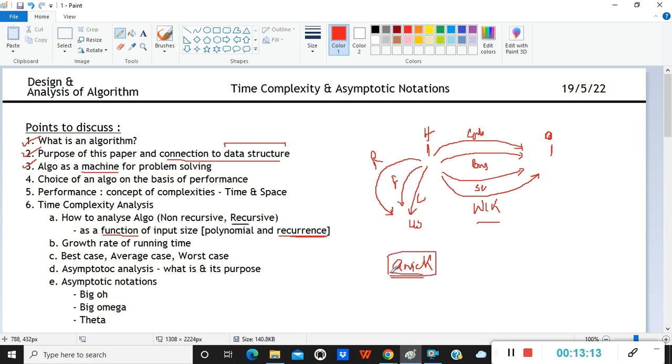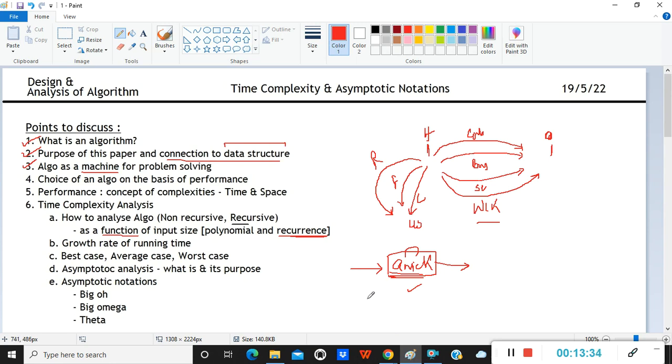Okay, so think of it as a device. It is taking an unsorted list of elements, an array. After processing, it is producing the sorted list. So it is a machine. Every algorithm you have to consider as a machine.